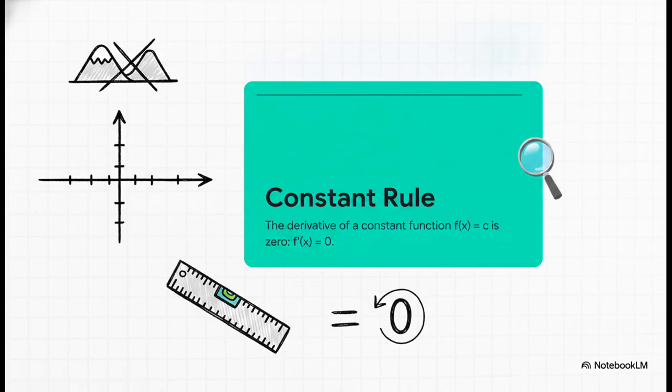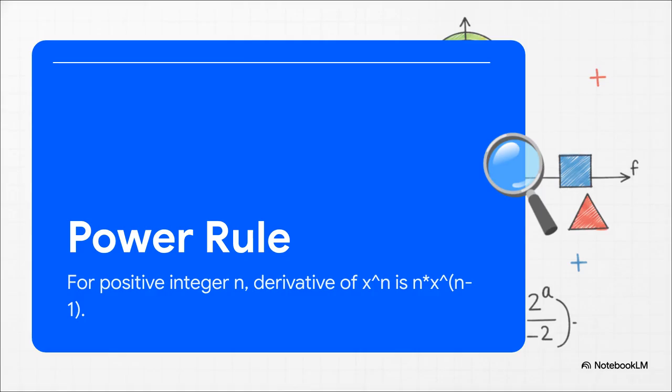It simply states that the derivative of a constant function, say f of x equals 8 or -3, is exactly 0. And if you think about it, why wouldn't it be? Picture a constant function on a graph. It's a perfectly flat, horizontal line. Since a derivative measures the rate of change, and a horizontal line literally never changes, its slope is a perfect flat 0. Next up is our absolute workhorse, the power rule.